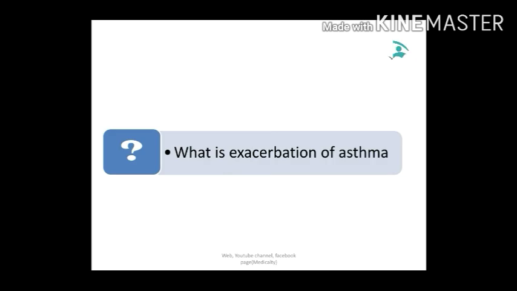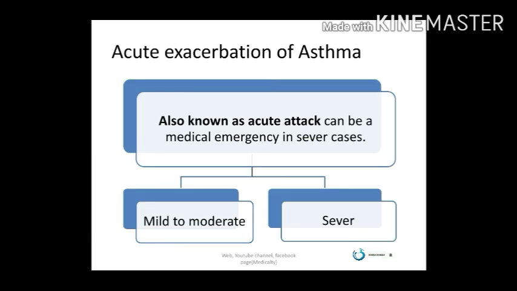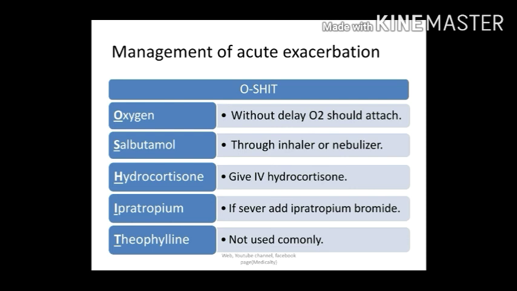What is exacerbation of asthma? Actually, it is a severe attack of asthma which sometimes will attack the patient with severe symptoms such as shortness of breath, chest tightness, wheezing. In case of severe attack, its treatment is the OSHIT mnemonic for understanding.